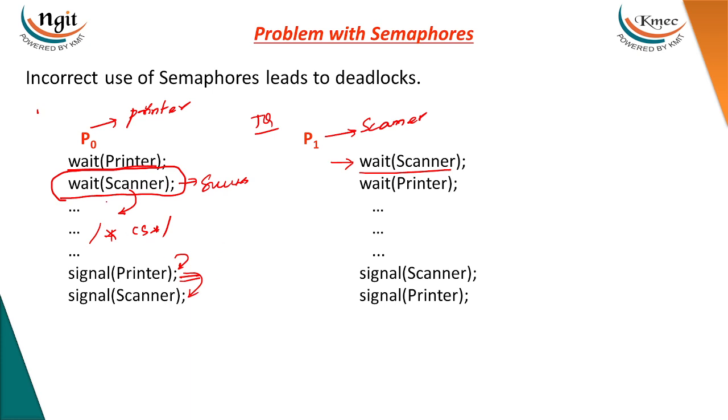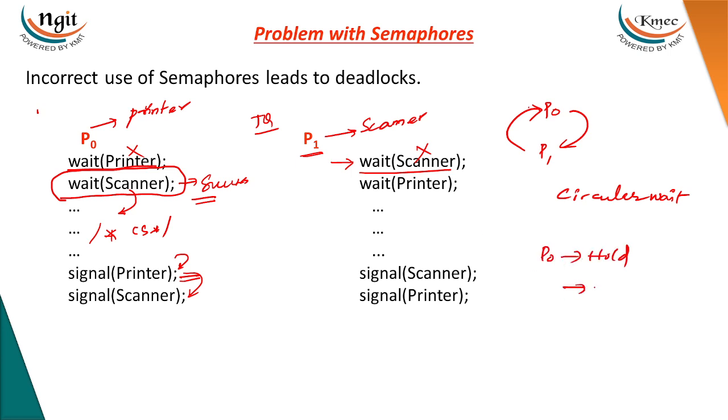Until P0 gets the scanner, P0 does not release the printer. Until P1 gets the printer, P1 does not release the scanner. So P0 and P1 are waiting in a circle. This is a circular wait, and P0 is holding a resource and waiting for another resource. Similarly, P1 is holding a resource and waiting for another resource.